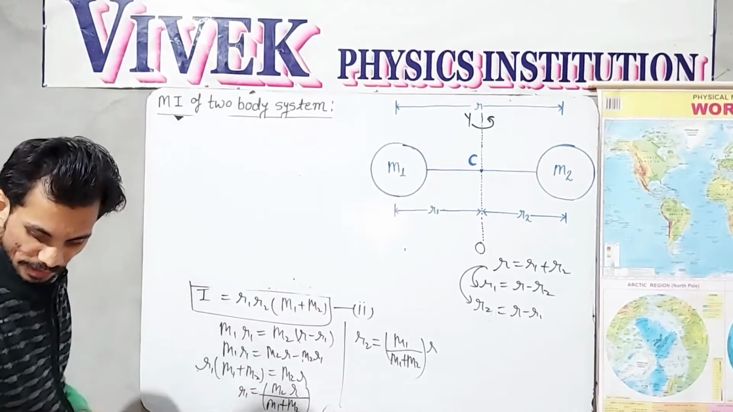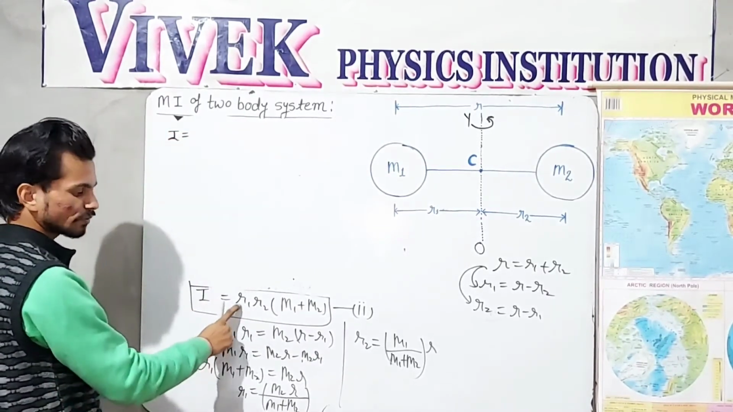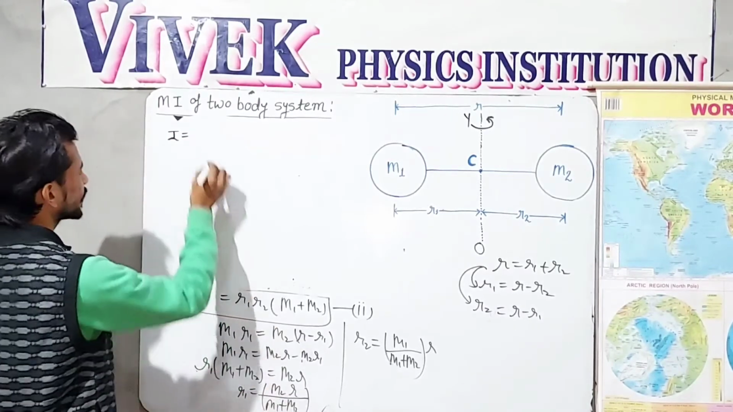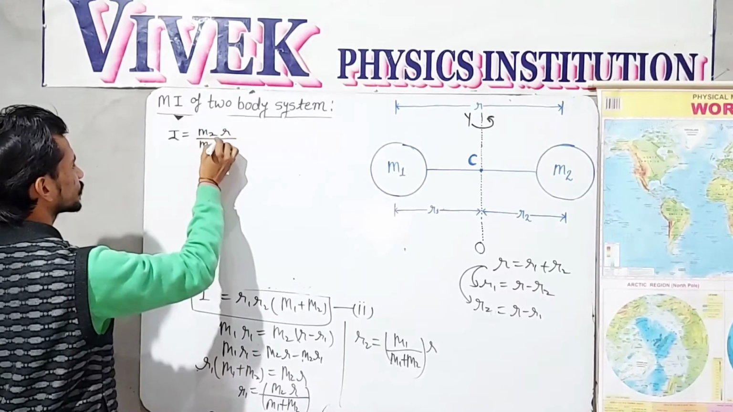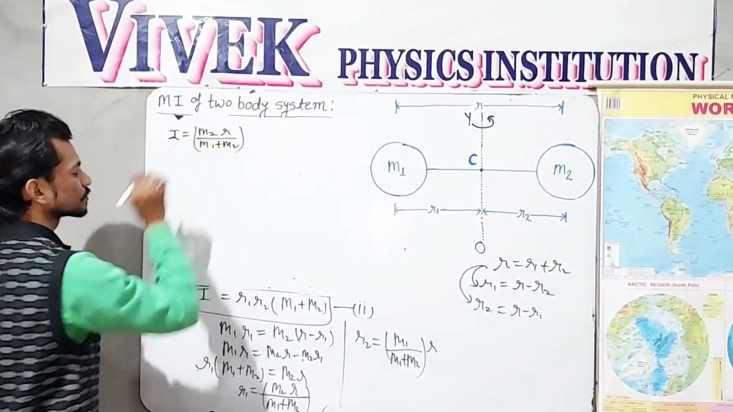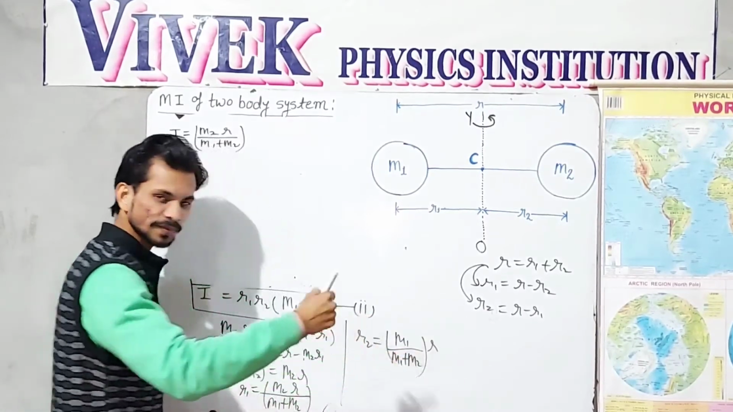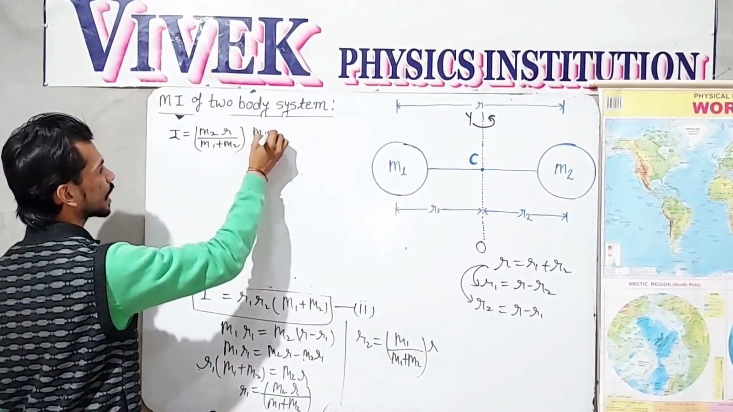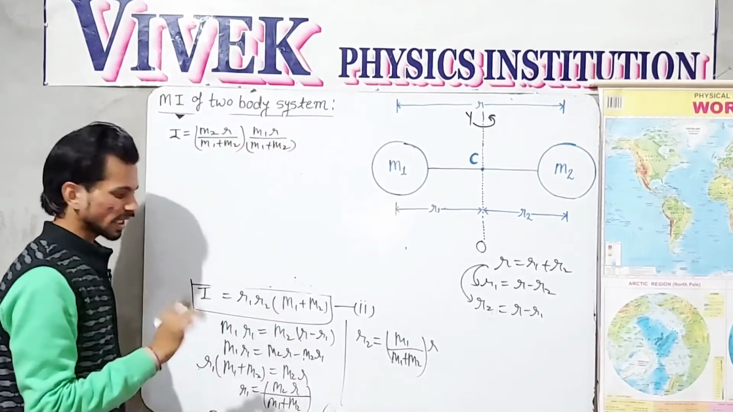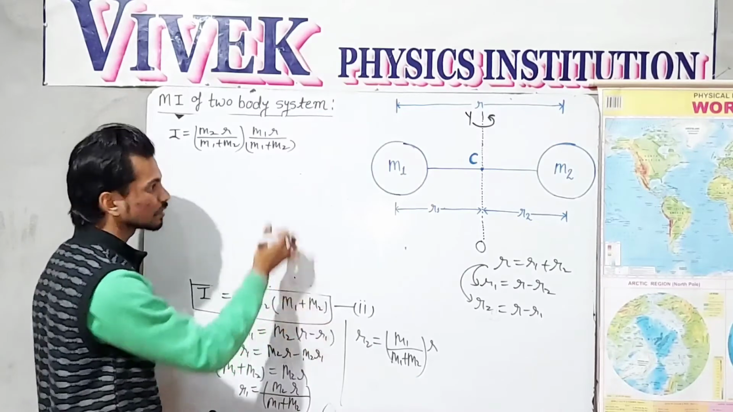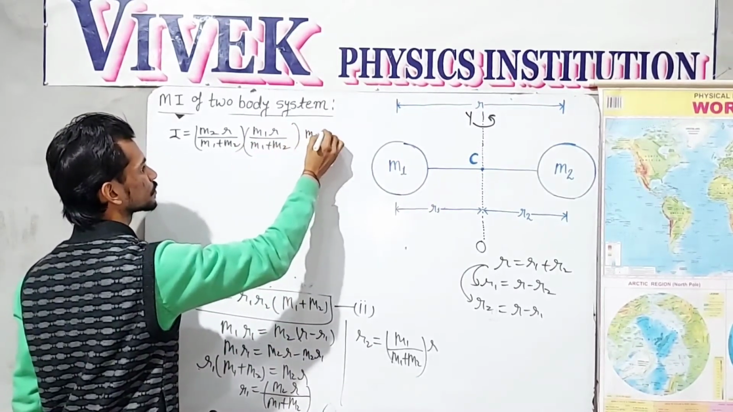So in equation number 2, when I put these values, I get I equals R1. What is R1? R1 is nothing but M2R divided by M1 plus M2. This is M2R divided by M1 plus M2, right? What about R2? R2 is nothing but M1R divided by M1 plus M2. So this is M1R divided by M1 plus M2 and multiplied with M1 plus M2.